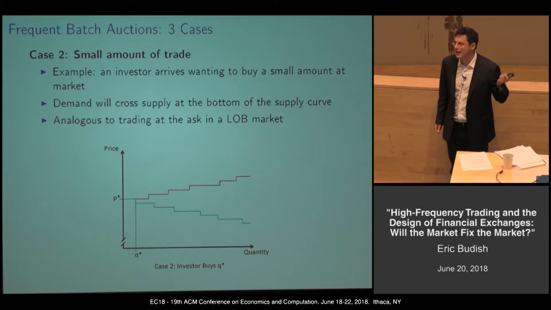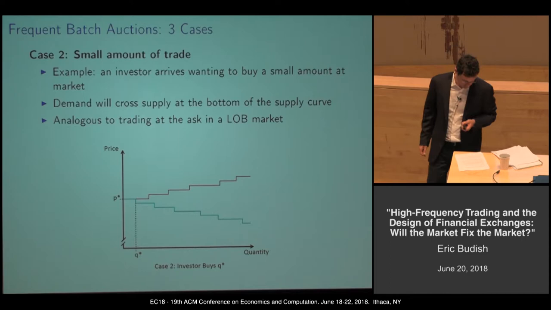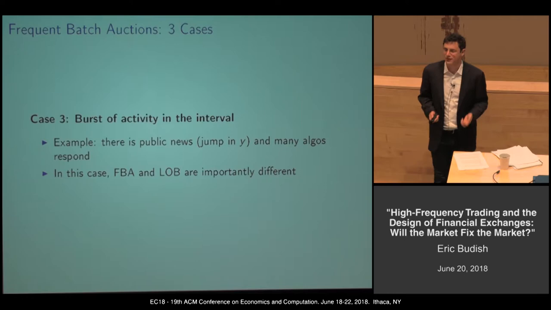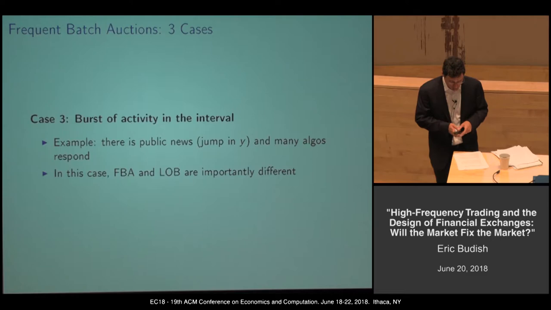A second case is a small amount of trade happens. So an investor shows up and buys 100 shares of Google, for example. This case, too, is just like in current practice. Investors can, quote, buy at the ask or sell at the bid, just like in a continuous market. The third case is that there's a burst of activity in the interval, so likely in response to some information signal, some jump in y in the language of the model.